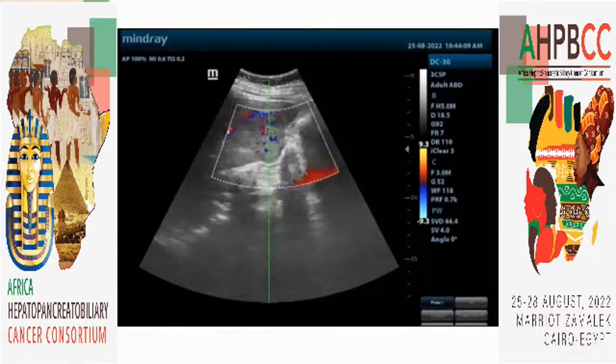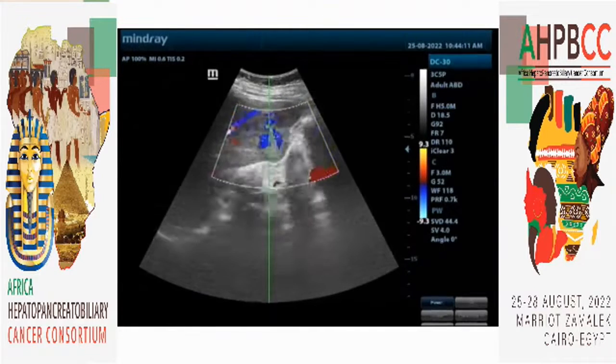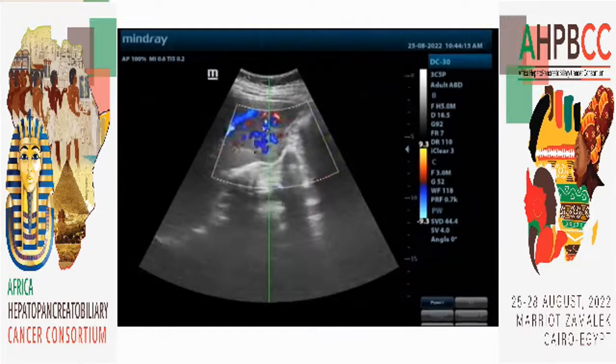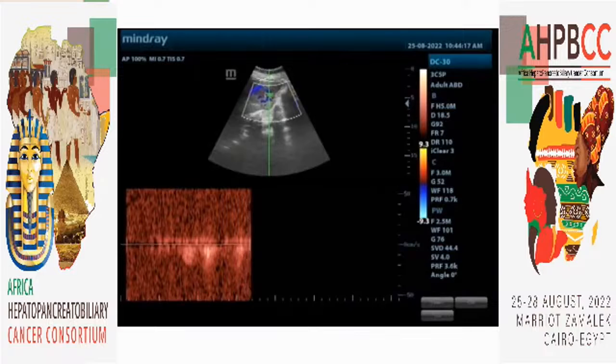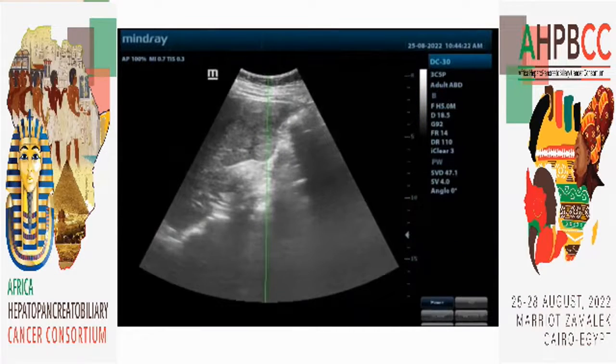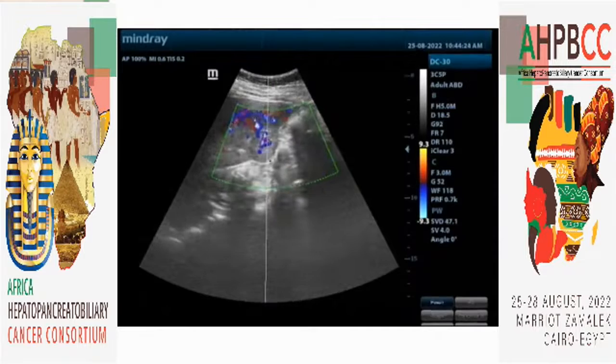It is hypervascular. What is the pattern of these vessels? I think it is linear, not dotted. There are more linear vessels. Are they arterial or venous or both? It might differentiate between benign and malignant.